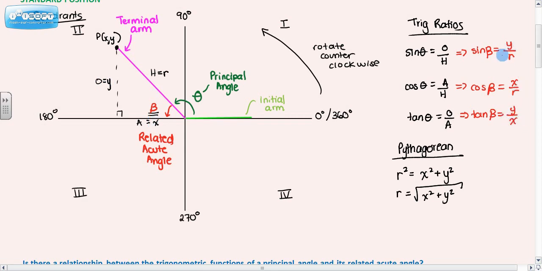So if we find the trig ratios of beta, the related acute angle, I can actually come up with the trig ratios of the principal angle that we're concerned about. The only difference is that the related acute angle is always going to be positive. The principal angle ratios may or may not be positive, which we will learn in the next lesson.